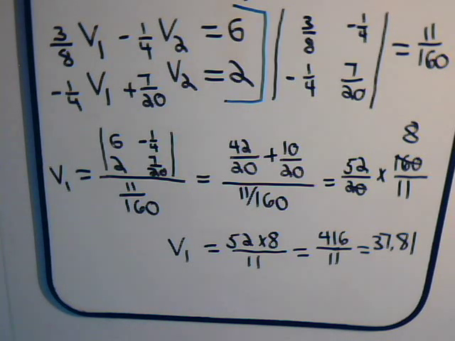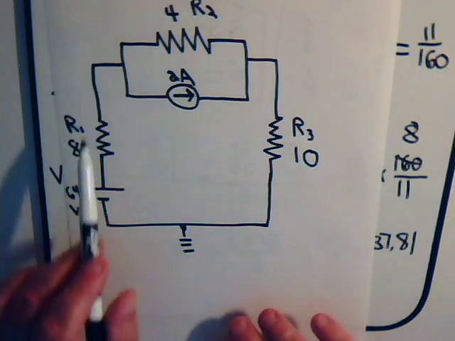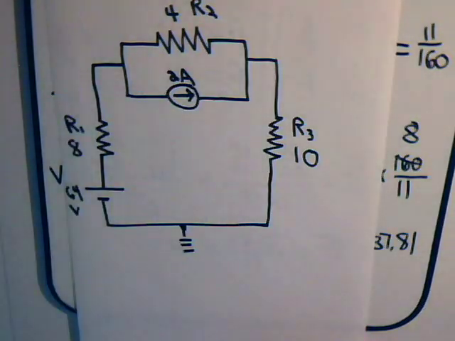Now, we can easily determine V2, but we're not going to have enough time to do that in this video. Come back, join us in the next video. We'll determine what V2 is, and then we can determine the current through these different resistors. Come back, join us for that video, and we'll finish off the rest of the problem.